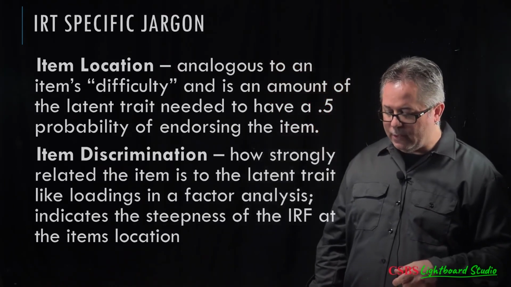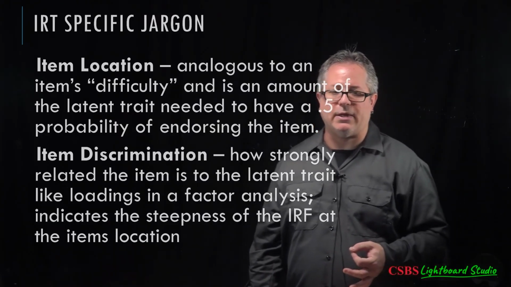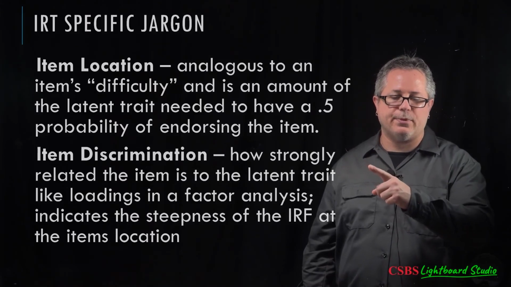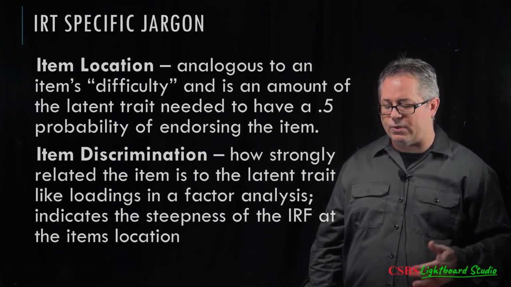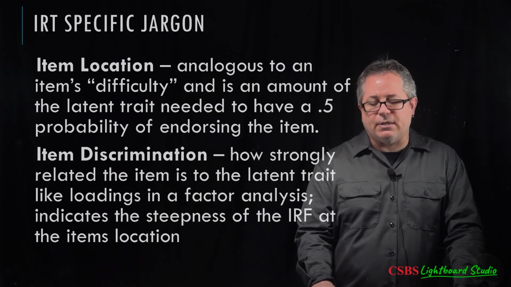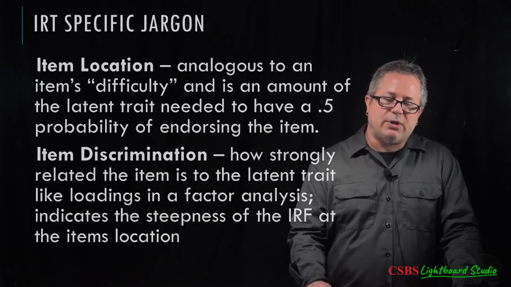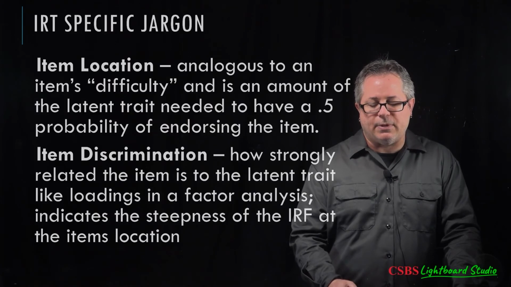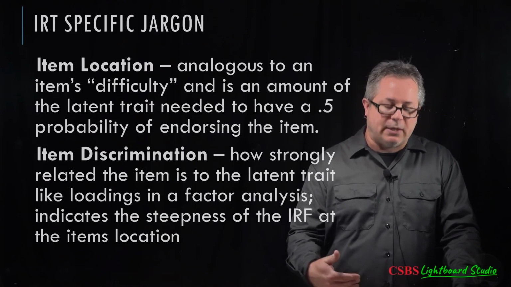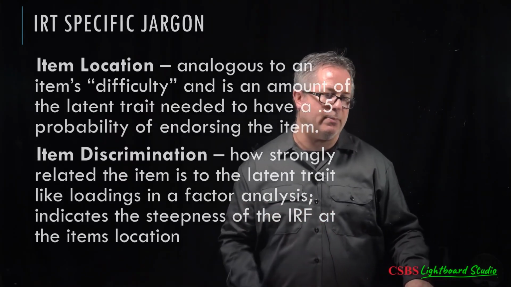We also have the item's discrimination, so how strongly related the item is to the latent trait. It's like a loading in a factor analysis, and it indicates the steepness of the item response function at the location. It's the same thing as in factor analysis: the higher the loading, the more that item relates to the factor. The higher the discrimination parameter in IRT, the more that item relates to the trait you're trying to measure. So what you want is items that have strong discrimination but vary in difficulty, so you can cover a wide range of the trait that you're trying to measure.